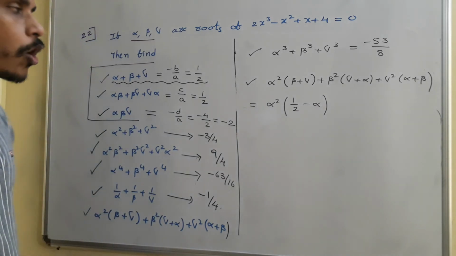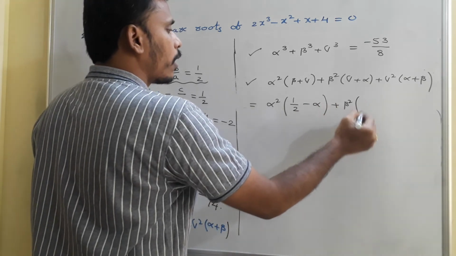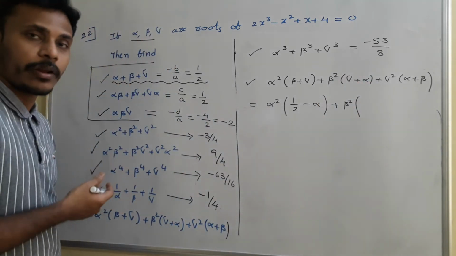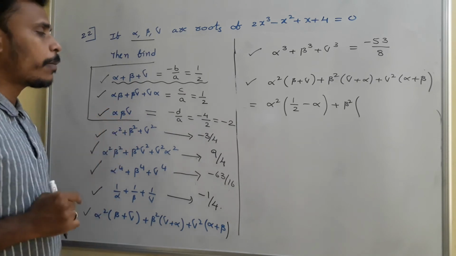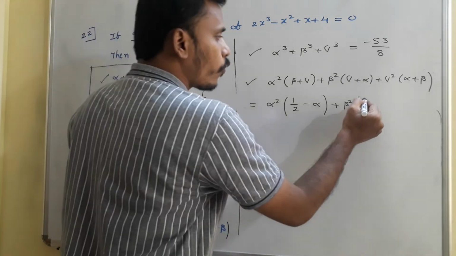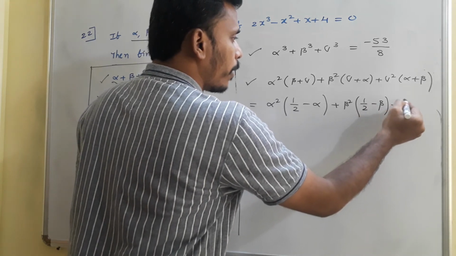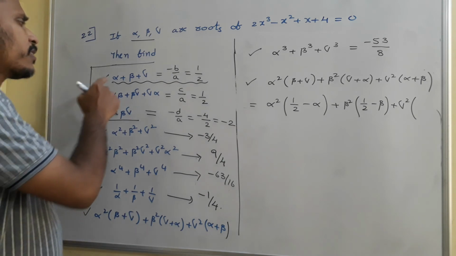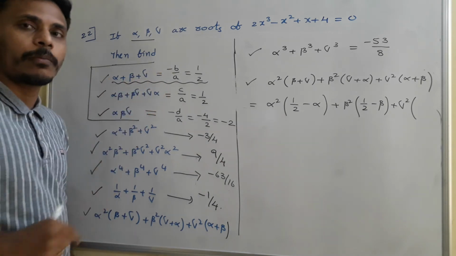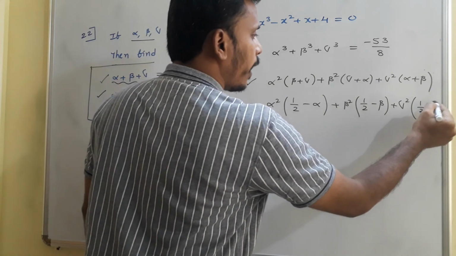Okay. Plus beta square into gamma plus alpha. The same logic, right? Alpha plus beta plus gamma is 1 by 2 and there gamma plus alpha is mentioned, which is 1 by 2 minus beta, plus gamma square into alpha plus beta. See, again the same: alpha plus beta plus gamma is 1 by 2 and alpha plus beta is 1 by 2 minus gamma.